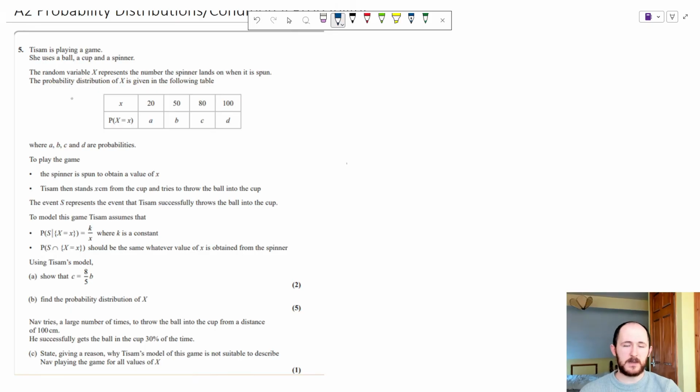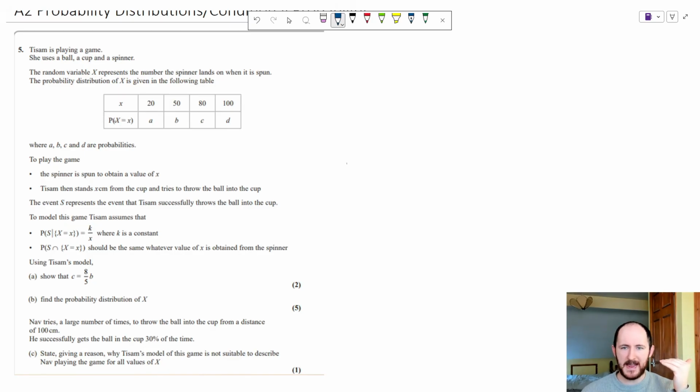Now, first of all, it wouldn't be an A-level maths question, or at least an applied question, if there wasn't an entire paragraph that you have to read. But here's the rundown. This person's playing a game using a ball, cup, and a spinner. And the idea is that when she throws the ball, if she gets it into the cup, she also spins the spinner in order to get her score. It's a very weird game. I have no idea how it works, but whatever.